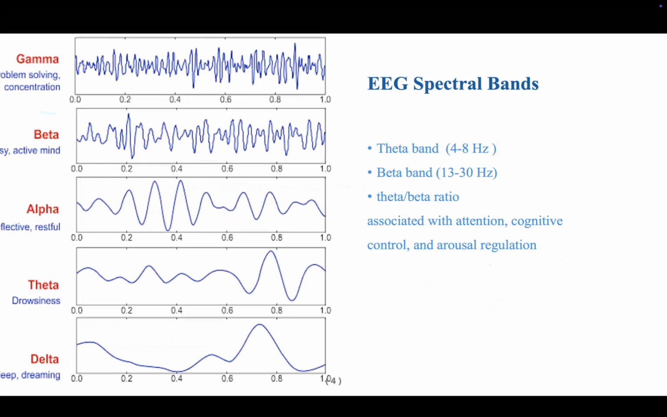EEG is a non-invasive method widely used in ADHD research to measure brain activity patterns. In the context of ADHD, two specific spectral bands, theta, which ranges from 4 to 8 Hz, and beta, which ranges from 13 to 30 Hz, are particularly significant. Research has shown that the theta over beta ratio can serve as a potential biomarker, as individuals with ADHD often exhibit an elevated ratio compared to non-ADHD individuals. This elevated ratio is closely linked to deficits in attention, cognitive control, and arousal regulation. Such anomalies in these bands reflect ADHD's impact on the neural networks that support cognitive and emotional processing.